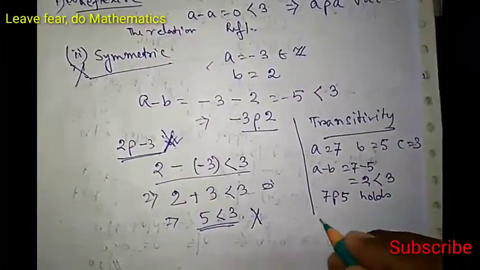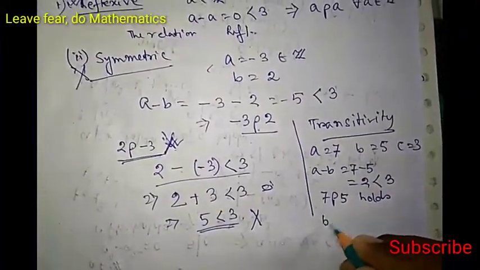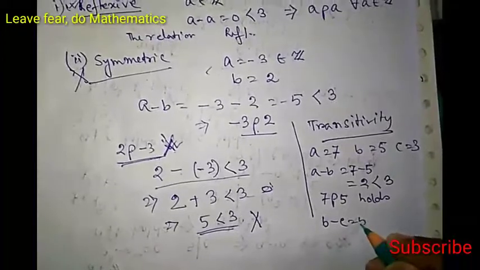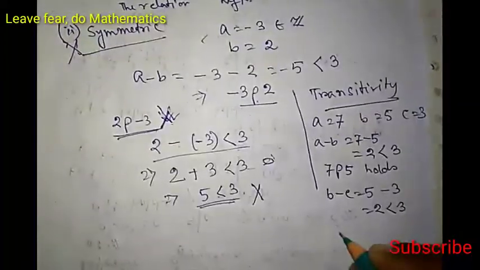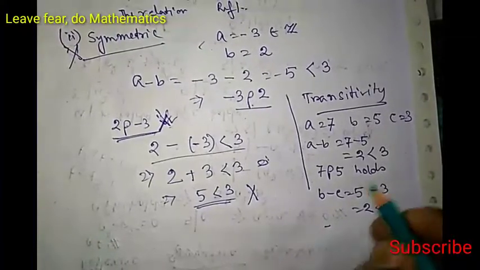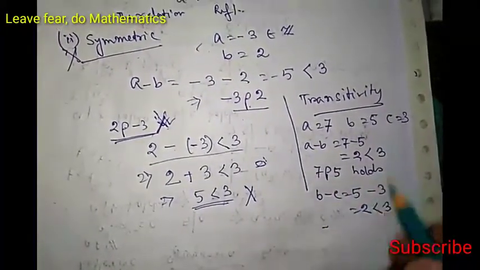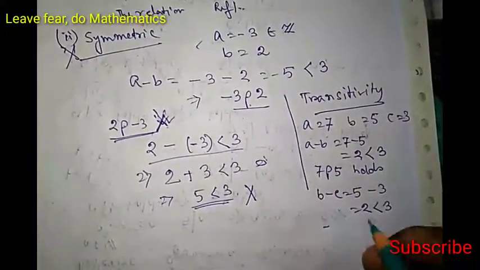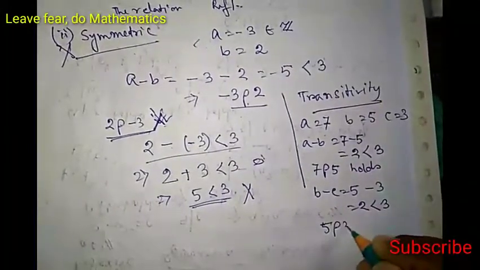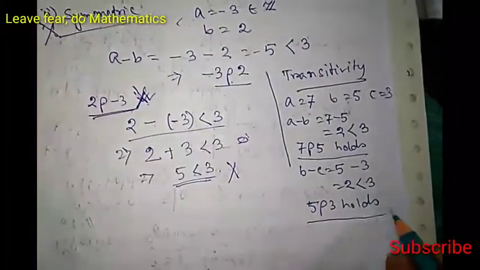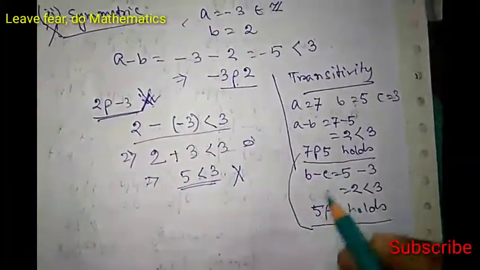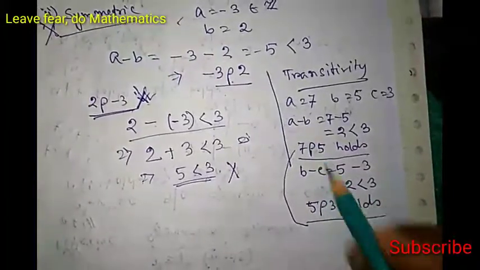Also, b minus c equals 5 minus 3 equals 2. This is also less than 3. Hence 5 rho 3 holds. Now look at these two: 7 rho 5 holds and 5 rho 3 holds. So if we have to prove transitivity, then we have to show that 7 rho 3 holds.